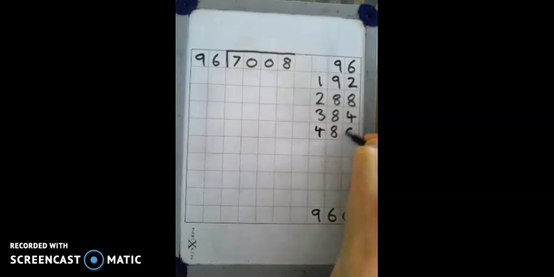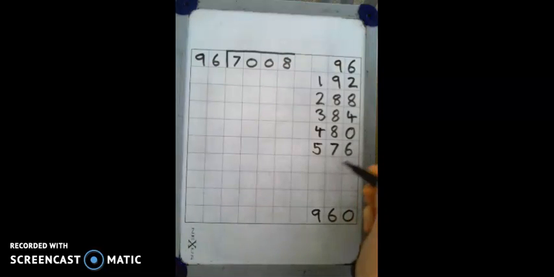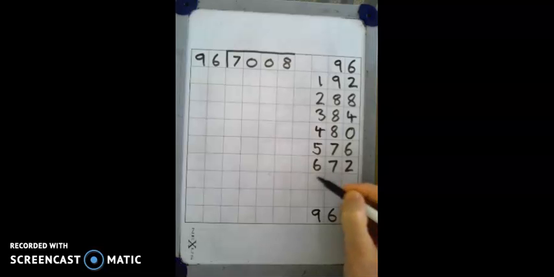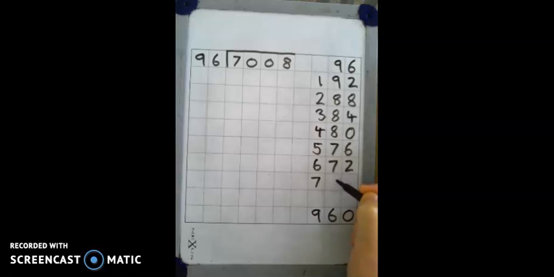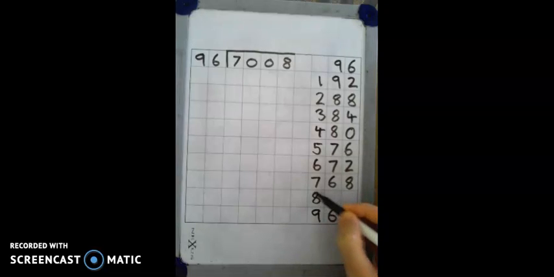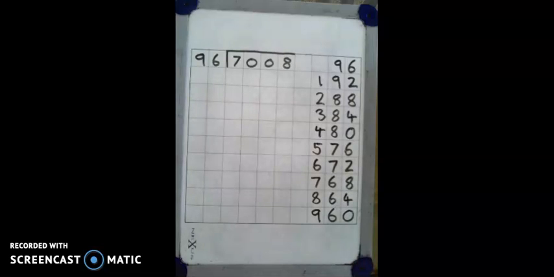Subtract 4 is 480. 100 more than 480 would be 580. Subtract 4, 576. 100 more than that would be 676. Subtract 4 is 672. 100 more than that, 772. Subtract 4, 768. And 100 more than that would be 868. Subtract 4, 864.